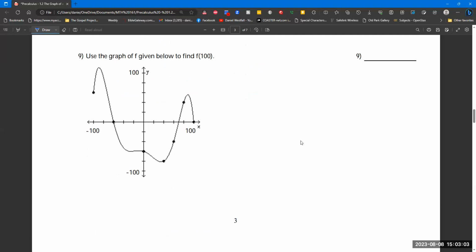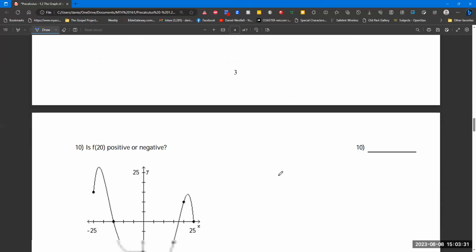Now we want to find f of 100. It looks like that's 20, 40, 60, 80, 100. It's this point right here. That's on the x-axis, so y is equal to 0. f of 100 is equal to 0, which means that the point (100, 0) is on the graph.